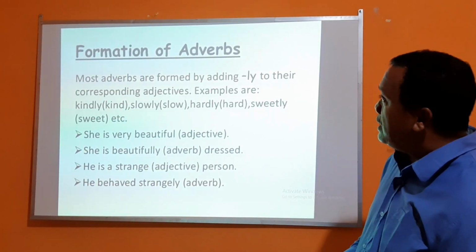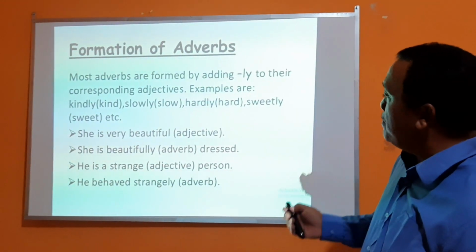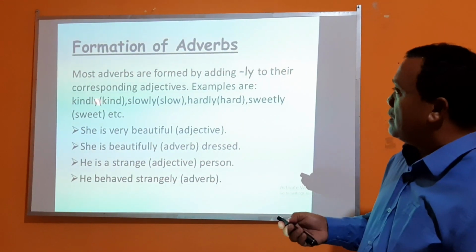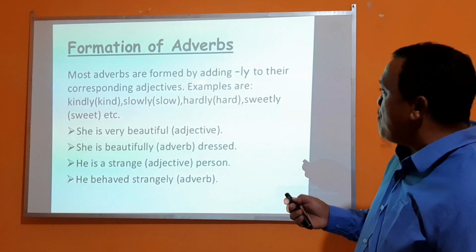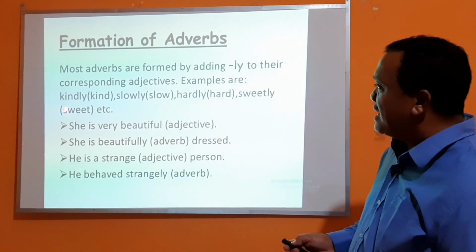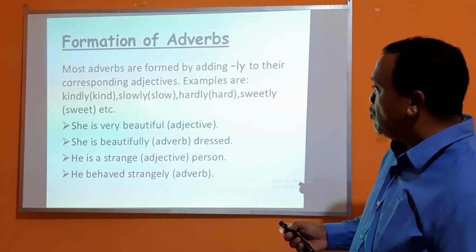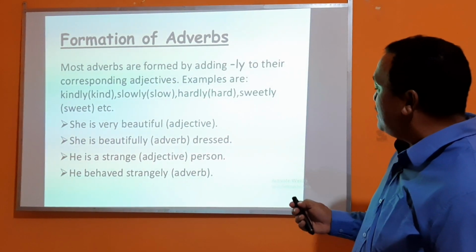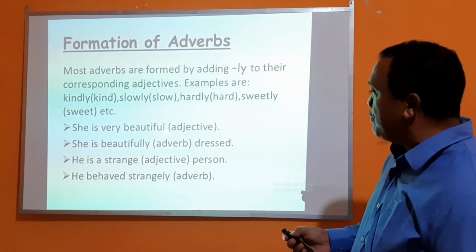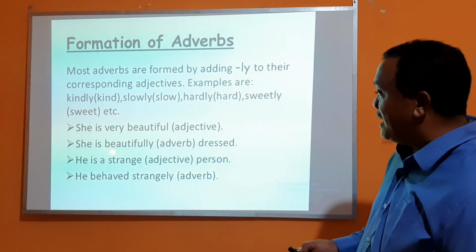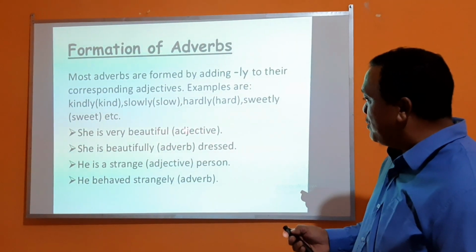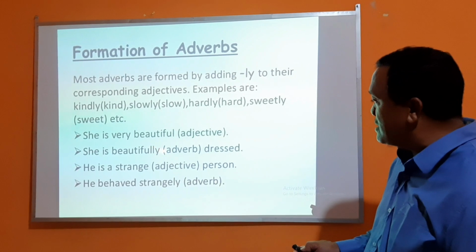And then let's have a look at formation of adverb, especially here adverb of manner. Most adverbs are formed by adding ly to their corresponding adjective. Examples are kindly from kind, slowly from slow, hardly from hard, sweetly from sweet, etc. Example, she is very beautiful. Adjective. She is beautifully dressed. Beautiful is adjective, beautifully is adverb.